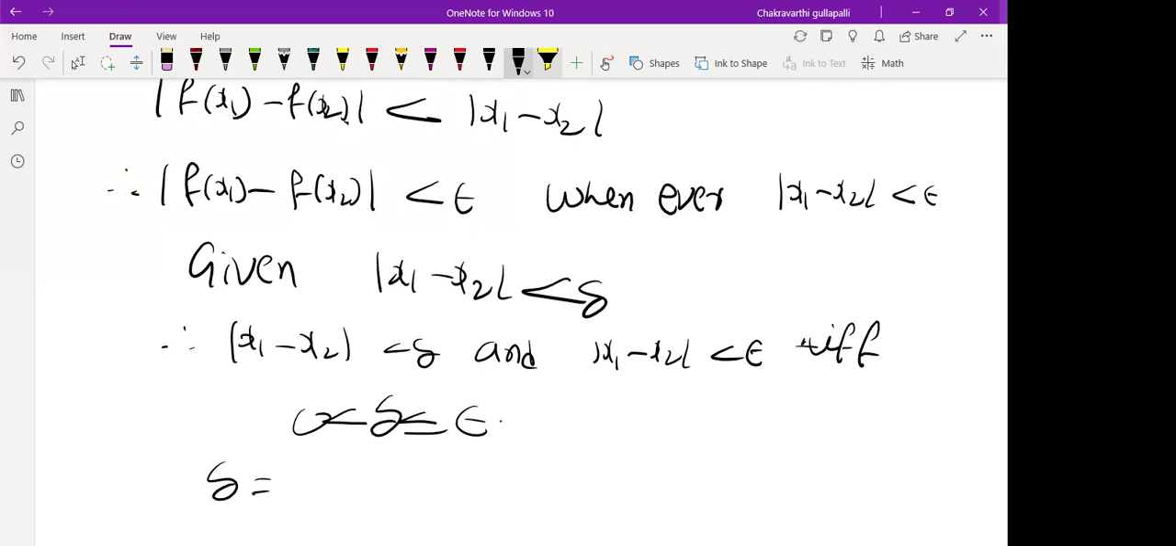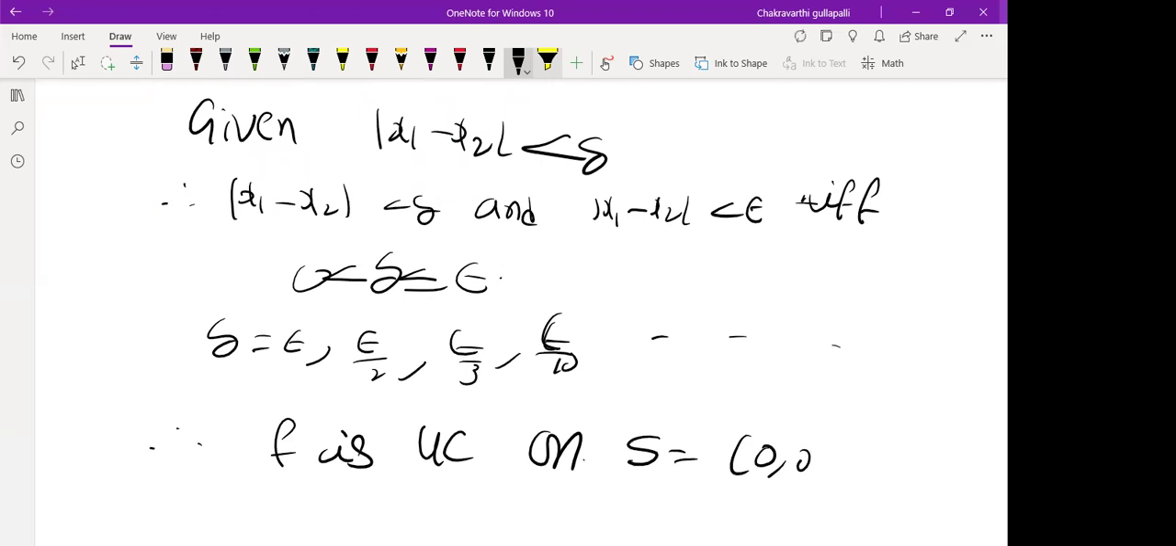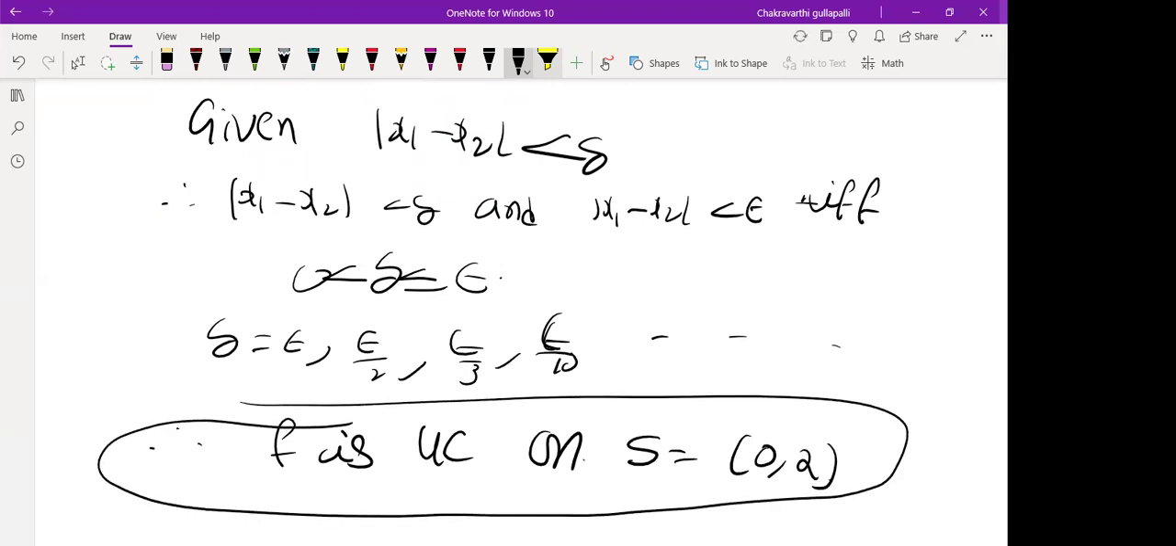So how many deltas are there? Infinitely many. Epsilon, epsilon by 2, epsilon by 3, epsilon by 10, anything you can take. But all of them depend only on epsilon. There is no x1, no x2. It is not depending on points. For all x1 and x2, you are getting your delta constant without x1 and x2. Therefore, f is uniformly continuous on the open interval.